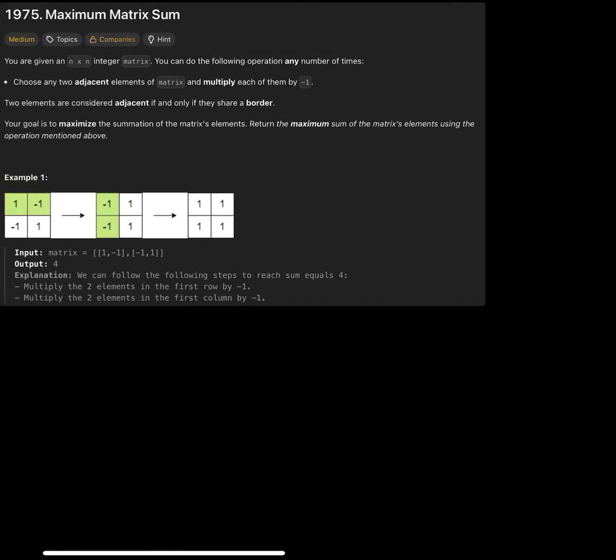Hello everyone. So today we are going to solve this Leetcode problem, which is maximum matrix sum. What it says is, we are given an n cross n matrix, which is a square matrix. And you have to do the following operation any number of times: choose any two adjacent elements of the matrix and multiply them by -1. So what happens after multiplying by -1? Negative elements become positive and positive becomes negative.